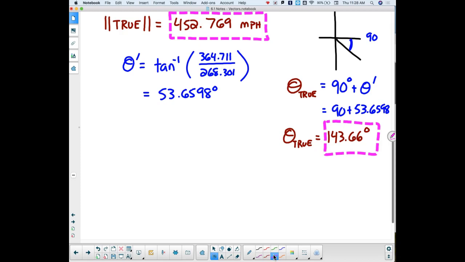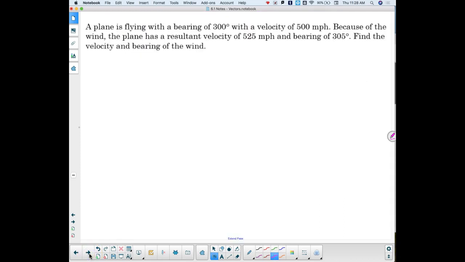Now, I will tell you this. It takes a little bit to do these problems. Okay? Because you have to think about these problems, about what you're doing and where you're going. A plane is flying with a bearing of 300 degrees at a velocity of 500 miles an hour. Because of the wind, the plane has a resultant velocity of 525 miles per hour and a bearing of 305 degrees. Find the velocity and the bearing of the wind.